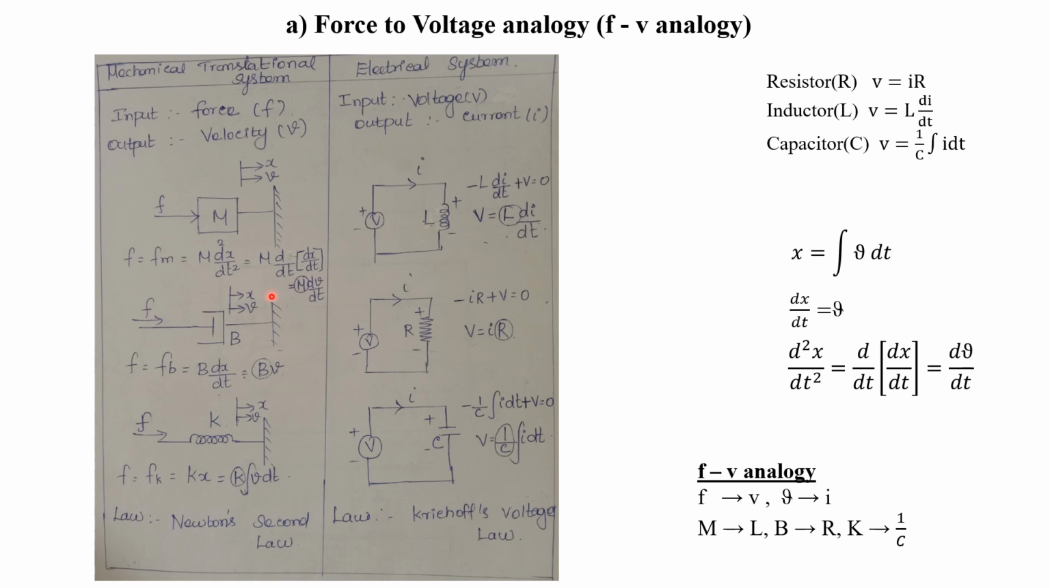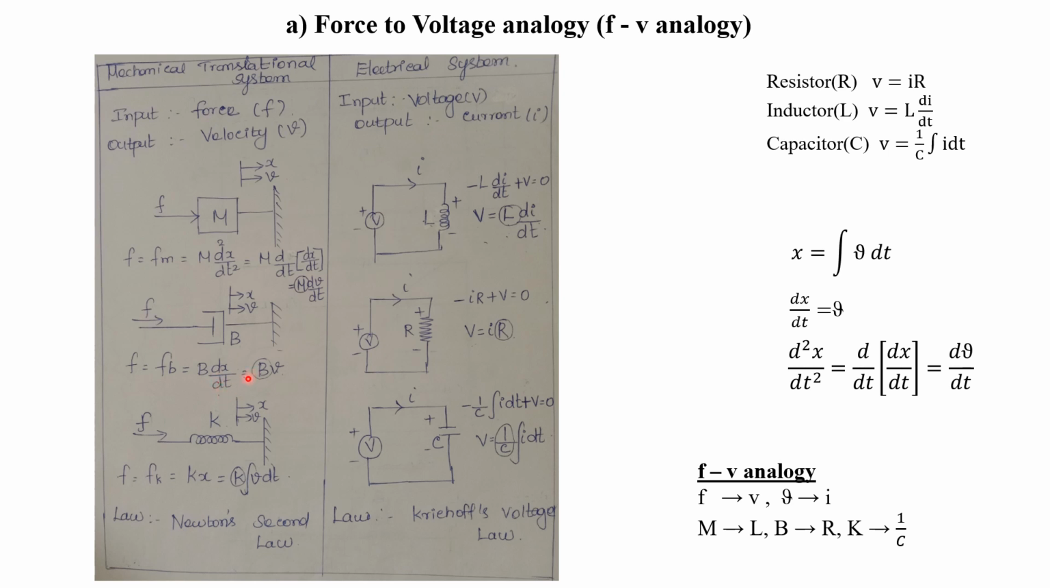For the analogous circuit, along with X we have to represent V also. Now what about the opposing force here? There will be FB. There will not be any FM or FK, because the other effects are 0 here. Using Newton's second law, we can write F, the applied force, equal to the opposing force. There is a single opposing force here, that is FB, and the formula for FB is B into dx by dt.